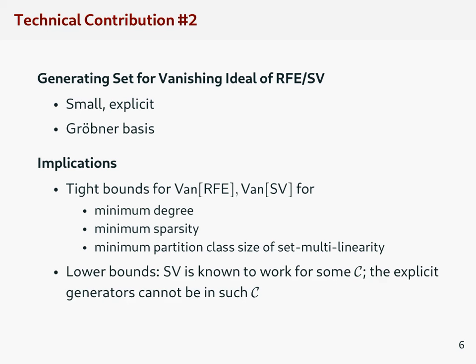We also use the lower bounds derandomization equivalence in reverse. Because SV is known to derandomize some classes C, we can conclude that because our generators are in the vanishing ideal, they cannot be computed in such classes C. So there's a variety of works where SV is the exclusive generator that's used, and in all such cases, our generators are not computable by the classes hit in those works.